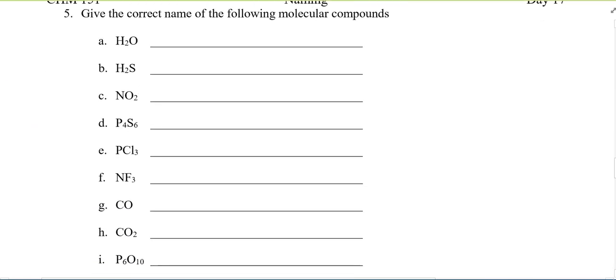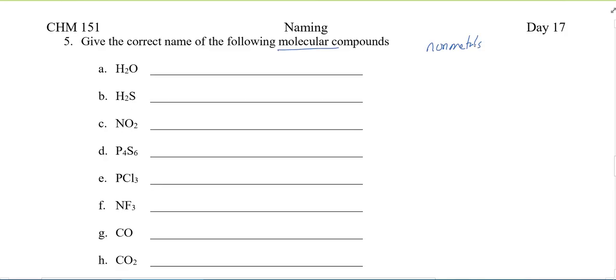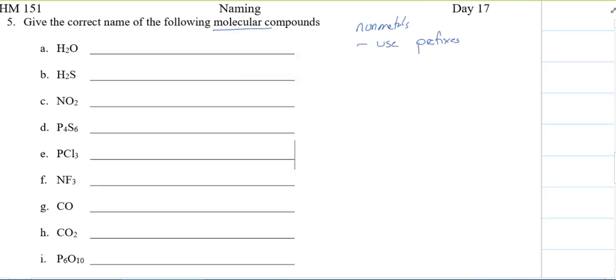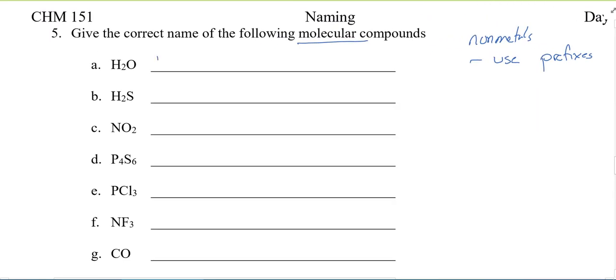5. Now, it even tells us we're now doing molecular compounds. Molecular compounds. So this would be nonmetals, which means we use prefixes. Except for like A. What's A? Water. Whoa. Water.